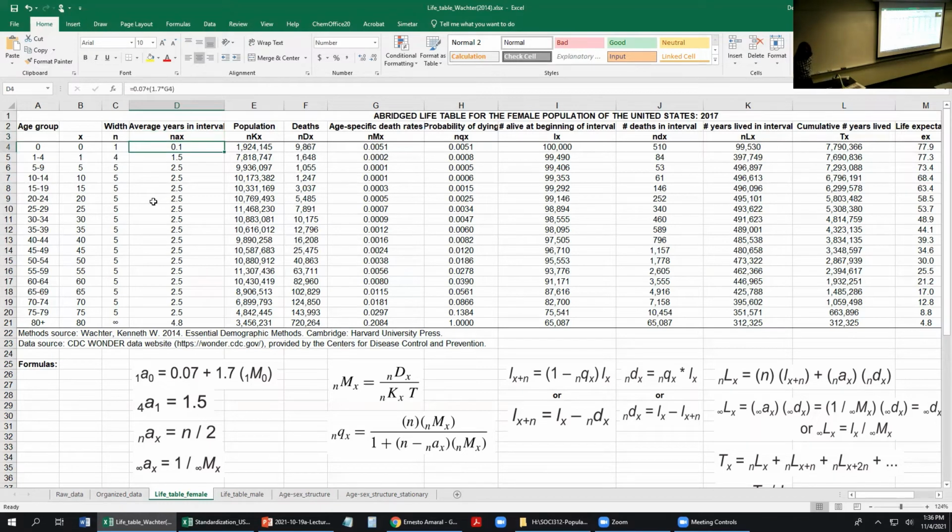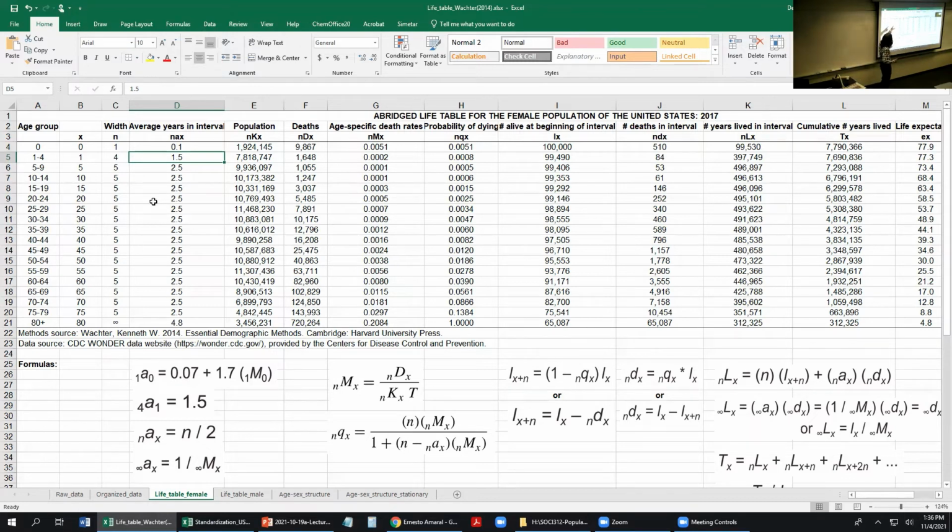who die in the first age group from 0 to 1? In the first one here, they will die much closer to 0. So the average years in the interval is only 0.1. For people who die between 1 and 4, those that die will die closer to 1. So AXN is 1.5. 1.5 is closer to 1 than to 4. Right?